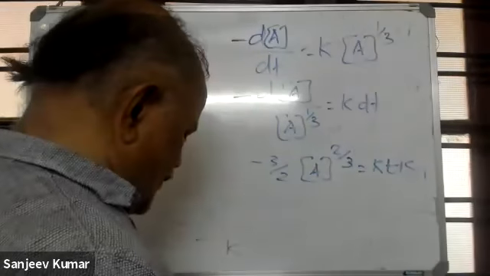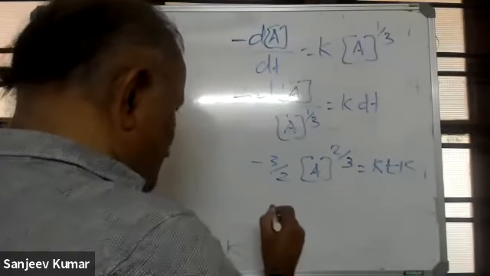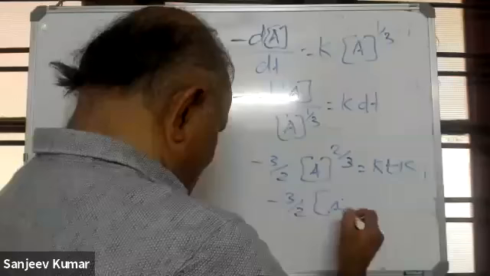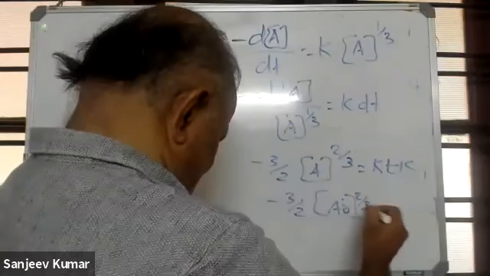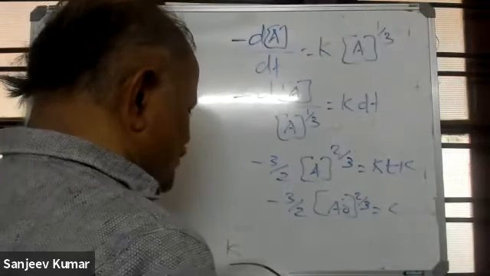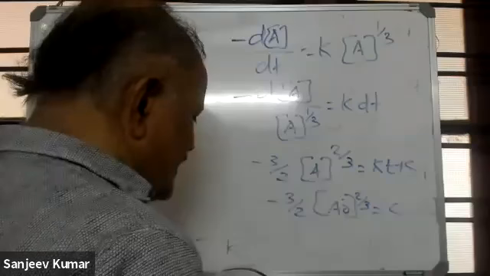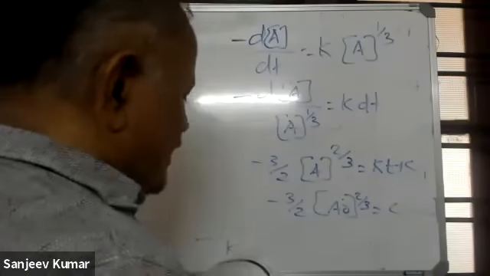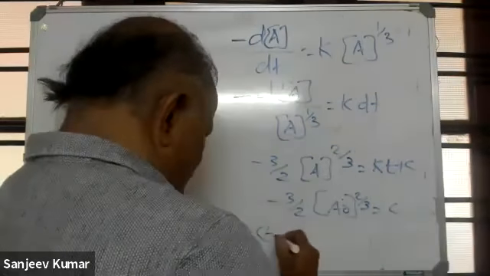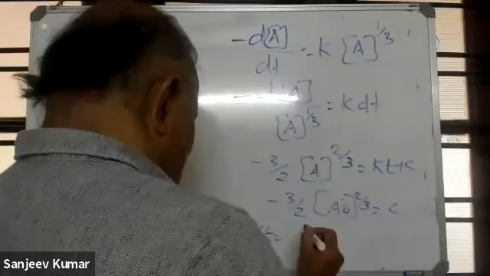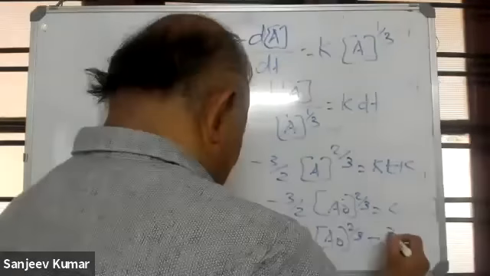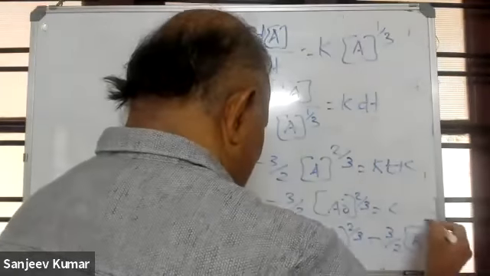And when T is equal to 0, then A is equal to A0. Therefore, minus 3 by 2 A0 raised to 2 by 3 is equal to C. Substituting the value of C there, you will get minus 3 by 2 A raised to 2 by 3 is equal to K into T minus 3 by 2 A0 raised to 2 by 3. And therefore, K into T is equal to 3 by 2 A0 raised to 2 by 3 minus 3 by 2 A raised to 2 by 3.